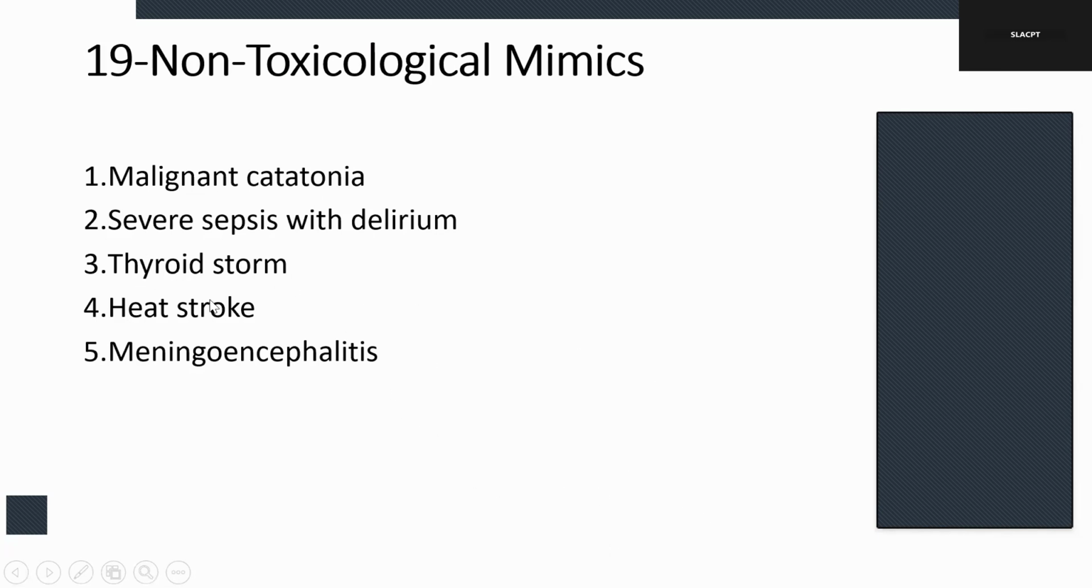Thyroid storm: the patient may present with tachycardia, sweating, and increased reflexes. This is one of the typical presentations of serotonin syndrome also. So you must ask about the past history of thyroid surgeries, whether the patient is on thyroxine, and you must look for goiter, heat strokes, and meningoencephalopathies. Those are the non-toxic clinical mimics.